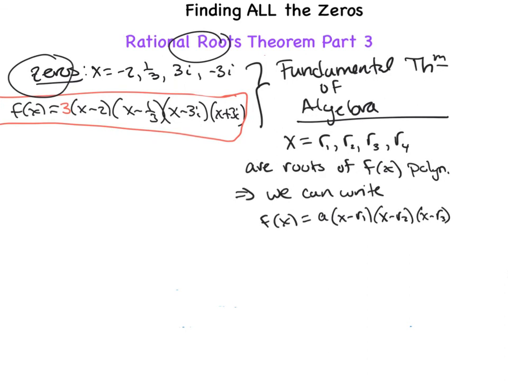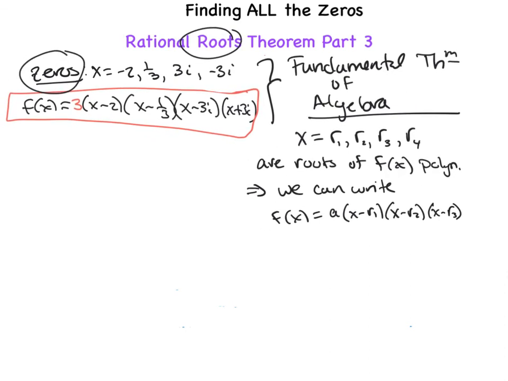Move this. Oh, that's not good. Let's just write it a little bit down below. There we go. X minus r4.